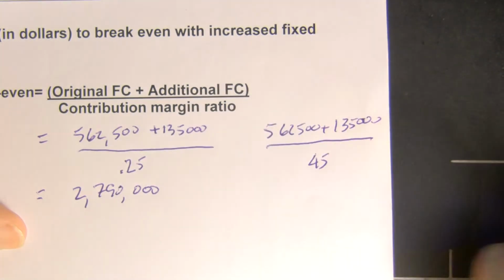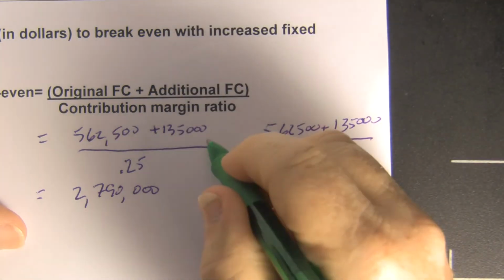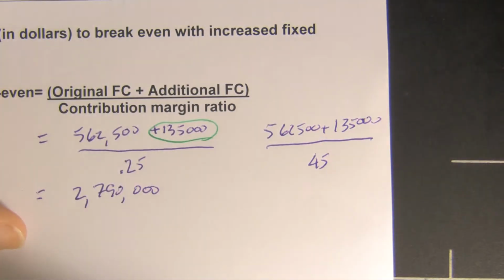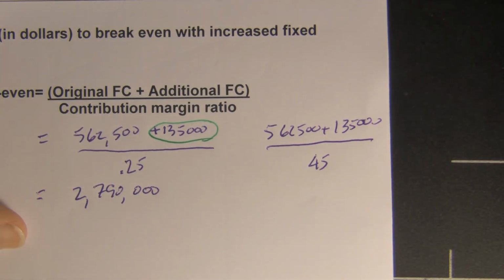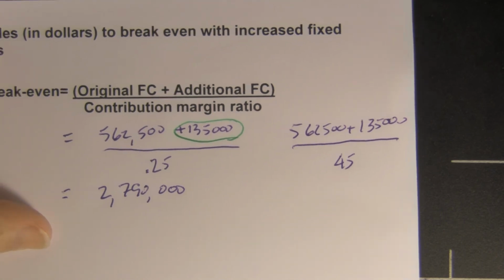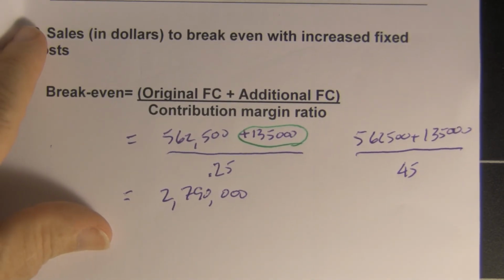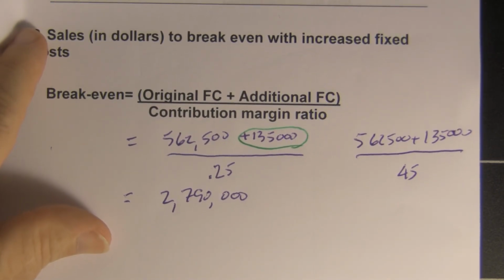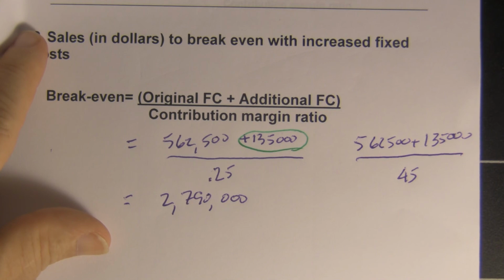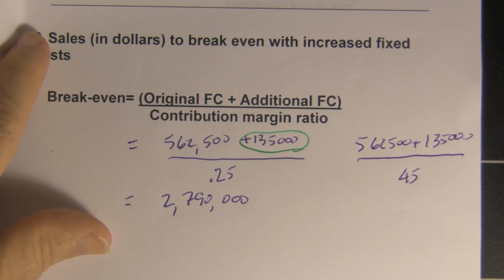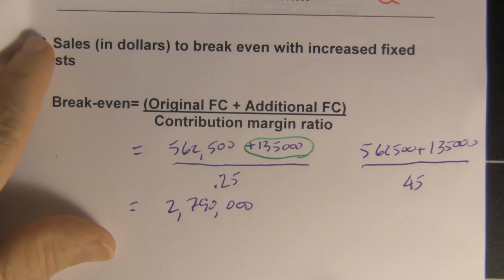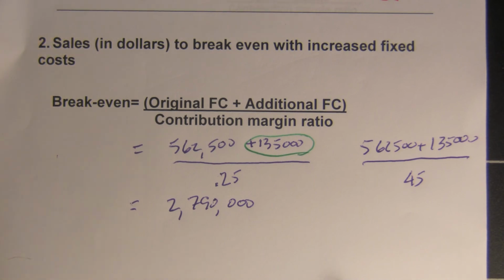Now, this is saying if costs go up. You could also use that for target profit. If you wanted to make a certain profit, you needed to have $375,000 in profit, whatever. You would simply add it to the original fixed cost and divide by the contribution margin ratio. 18.11, a good application of contribution margin.